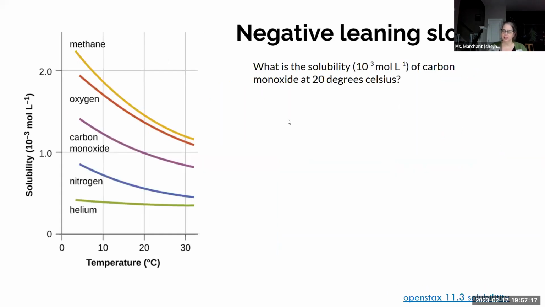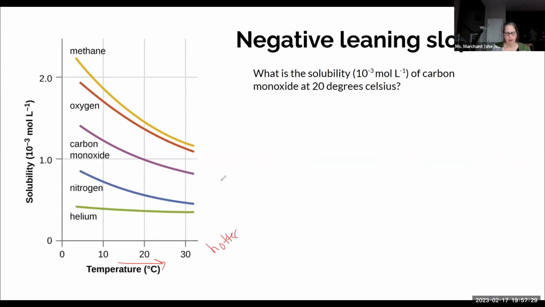So if we look over here, look at all these negative slopes. When we measured all these things, they tended to have those negative leaning slopes. As the temperature got hotter, the solubility went down instead of up. Gases tend to dissolve better when it's cold. And so this graph is that data to back up our hypothesis. So let's use this graph to answer some questions.